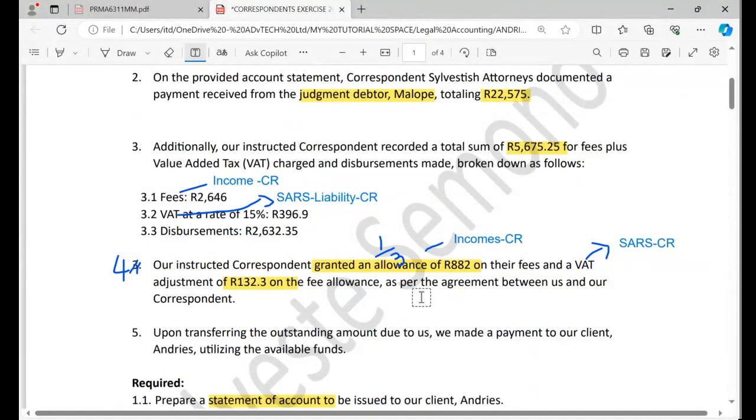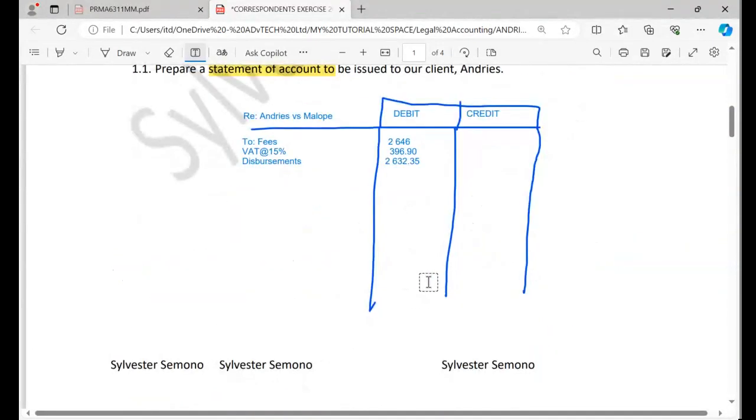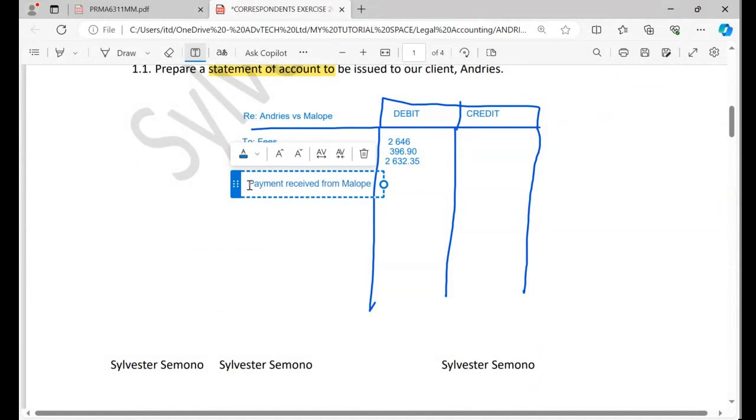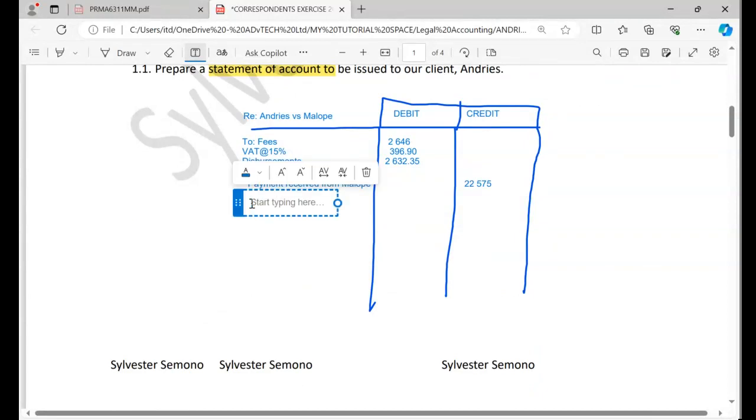And then thereafter, what must we do? Remember the amount that we collected, the payment received from the debtor. Remember, we collected from Malupi. 22575. So this is what we collected from Malupi. Can you see now?